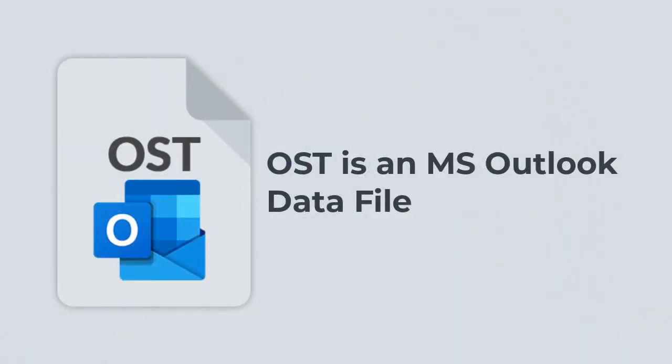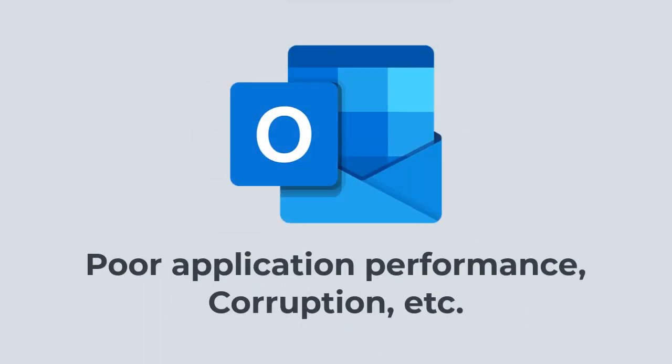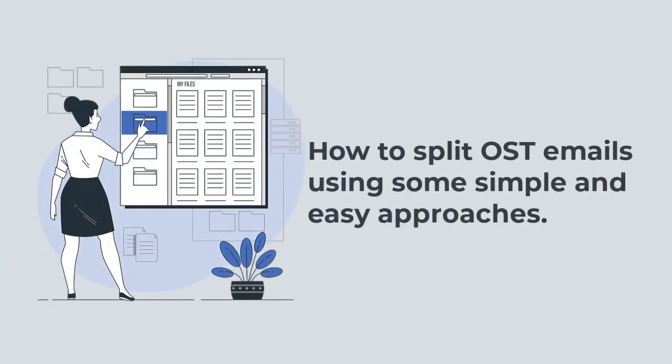OST is an MS Outlook data file that lets users work in offline mode. Sometimes the OST file size limit is exceeded and the user faces the OST oversized issue. Then it starts creating problems in Outlook, like poor application performance, corruption, etc. Now if you want to tackle these oversized OST files, then watch the full video. In this video, you will learn how to split OST emails using some simple and easy approaches.